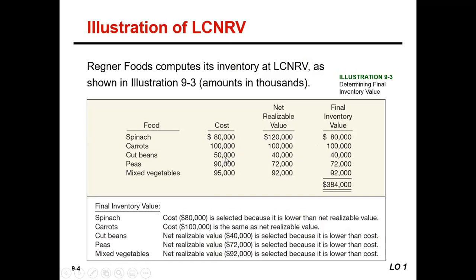Cut beans have a cost of 50,000, net realizable value of 40,000. So again, we're going to use the 40, the lower of cost or net realizable value. Peas have a cost of 90, net realizable value of 72. So again, we're going to report them at 72. And then mixed vegetables, cost of 95, net realizable value of 92. So again, we're going to report them at 92. So whichever number is lower between cost and net realizable value is the one we're going to use, right? The lower of cost or net realizable value.